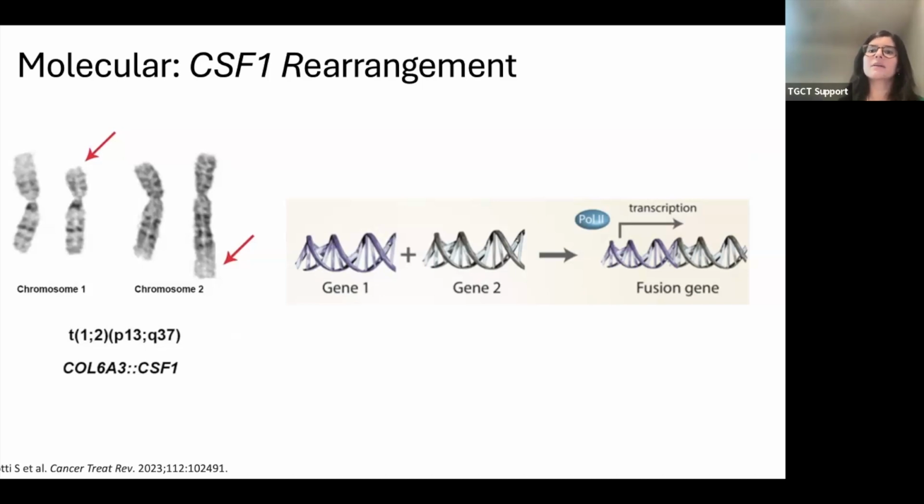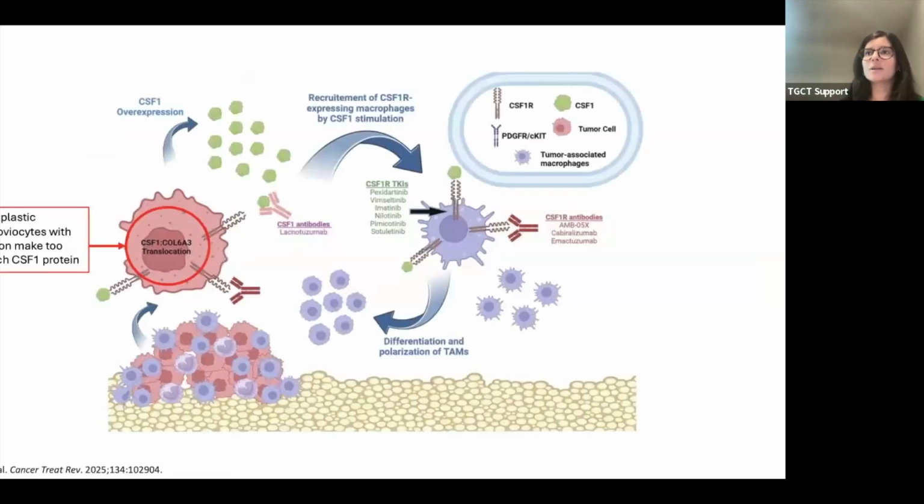However, as we're starting to sequence more and more of these tumors, what we're realizing is that the CSF1 gene can have a lot of different partners. So even though the COL6A3 gene is the most common partner, there are other partners being described every single day. And as previously stated, you have the fusion of the two genes, which essentially leads to development of a protein or even an increased expression of the protein.